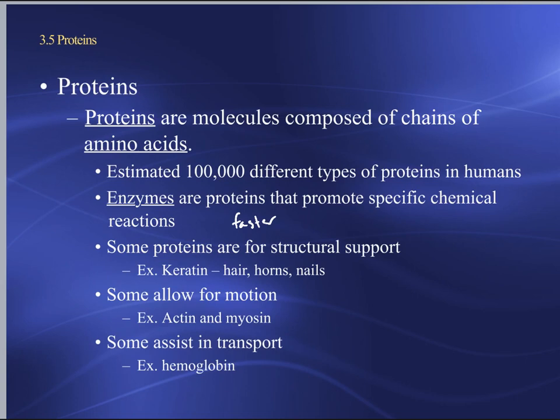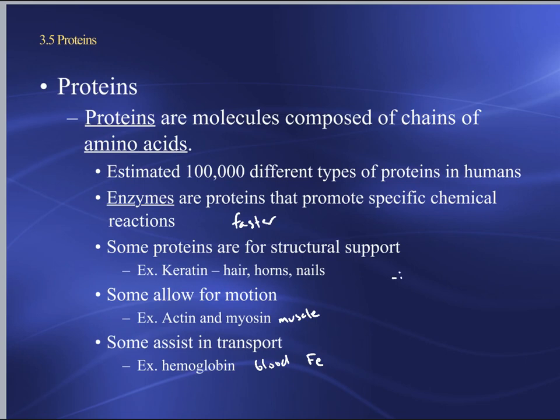Some proteins are for structural support, things like keratin, right, which is in your hair, horns in animals, or nails. Some allow for motion, so actin and myosin. These are found in muscle cells. They allow the muscles to move back and forth. Some assist in transport, like hemoglobin, which is in your blood and helps carry around the iron that's in there. So there's lots of different functions for these things.